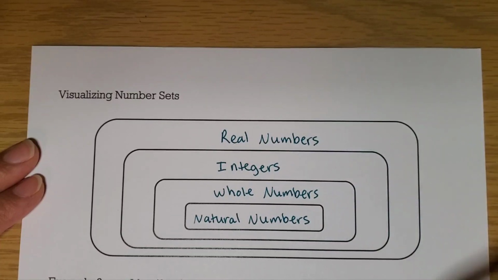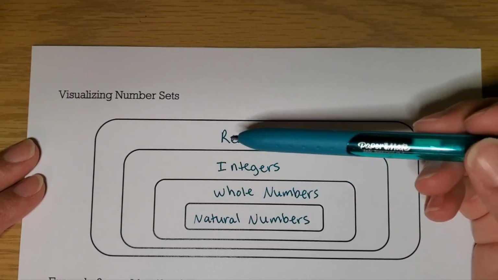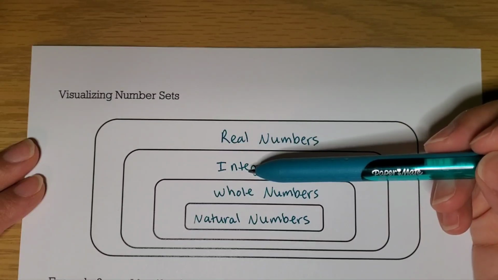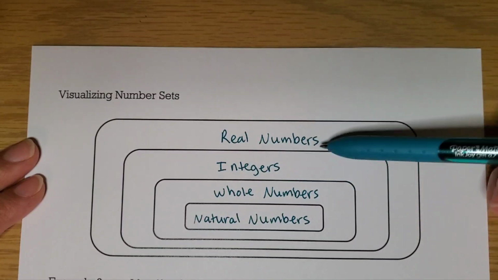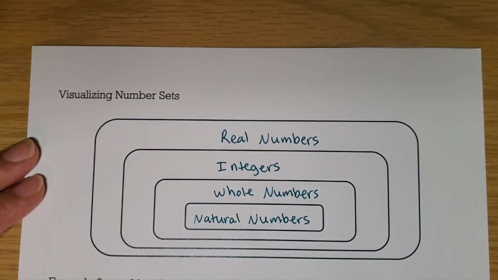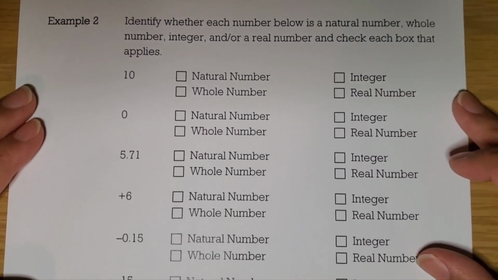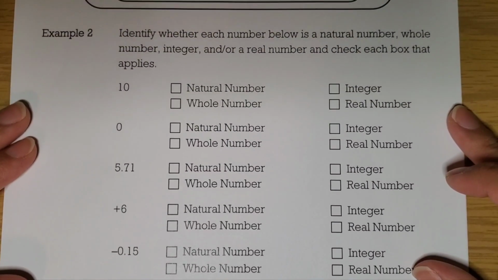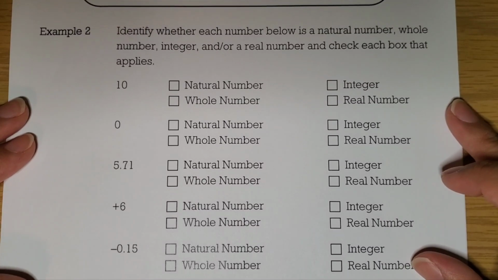And in each of these containments, there are some of the bigger space that are not part of the smaller space. So for example, there are some real numbers that are not integers, but every integer is a real number because it's included in the real number box. So we're going to do an example of identifying the different categories, or what types of numbers each of these belong to.